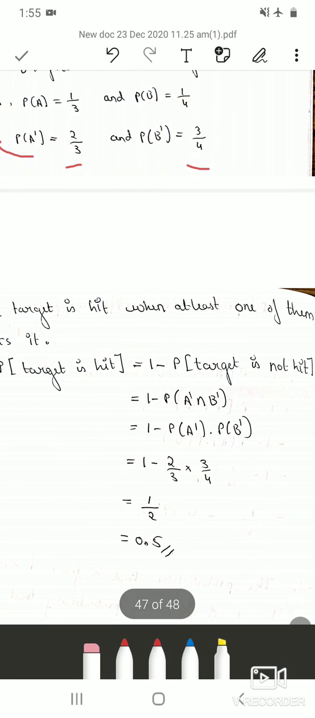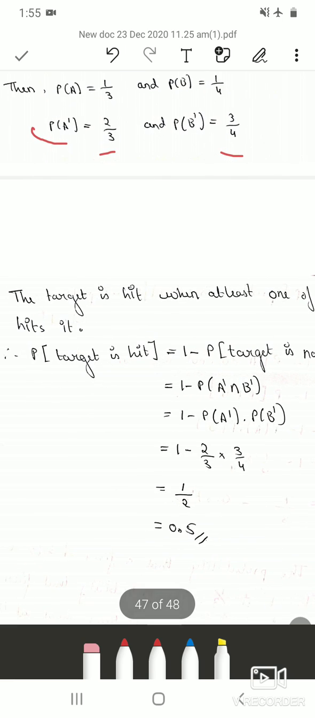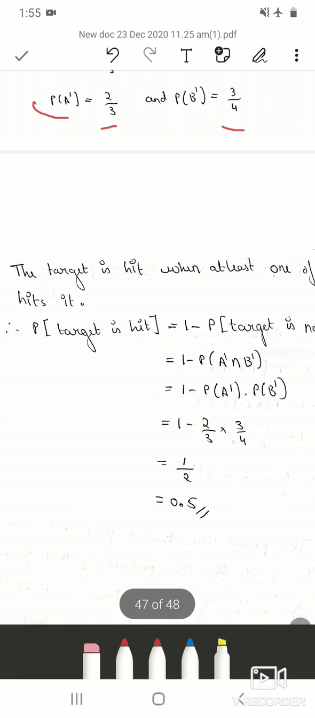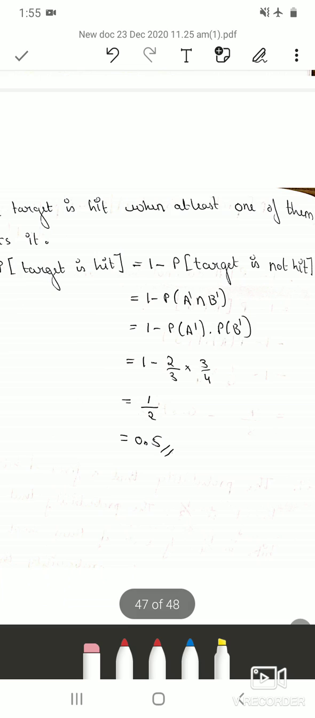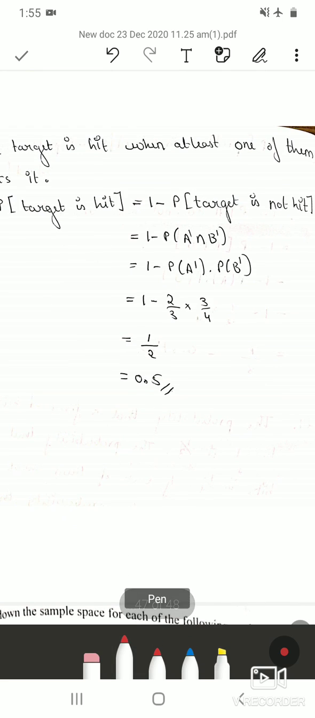So the target is hit when at least one of them hits it. Therefore probability of target is hit is 1 minus probability of target is not hit, which is 1 minus probability of A complement intersection B complement. Since they are independent events, we can write 1 minus 2 by 3 into 3 by 4, which is 1 by 2, which is 0.5. Therefore the probability that the target is hit is 0.5.